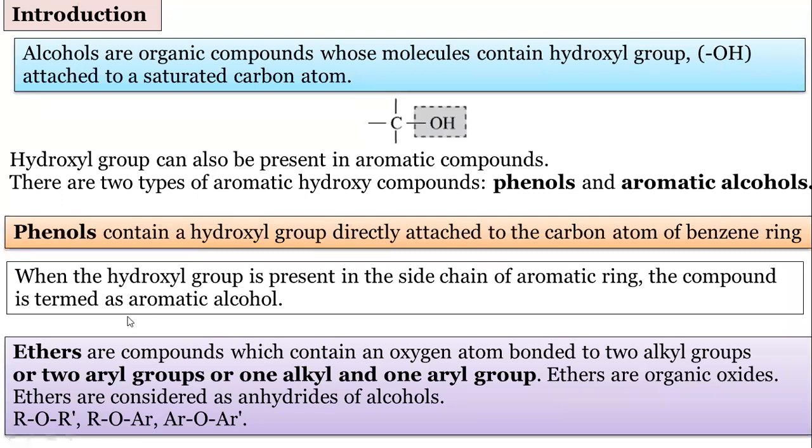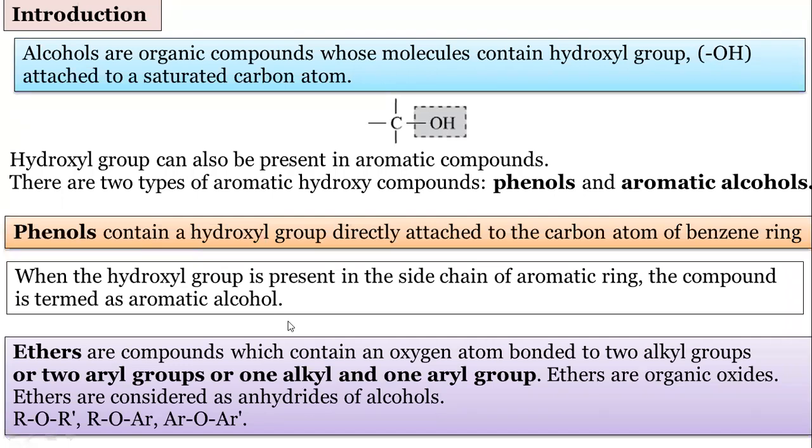Now, ethers, as the name of the chapter is alcohols, phenols and ethers. Firstly, we will discuss what is meant by alcohols, what is meant by phenols, and what is meant by ethers. So you now understand the concept of alcohols. Alcohols are the organic compounds in which the hydroxyl group, that means OH group, is directly attached to the saturated carbon, that is carbon-carbon single bond. Also, this OH group can be attached to the carbon-carbon double bond. In case of phenols, they contain OH group directly attached to the benzene ring.